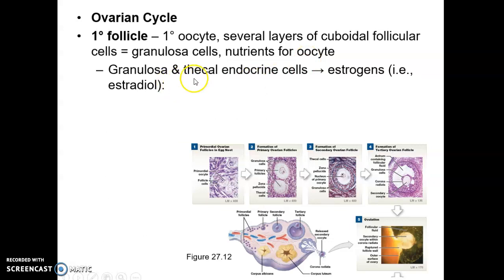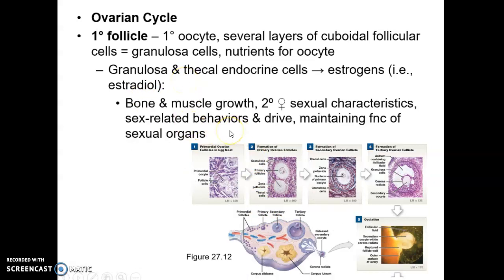So the granulosa and what are called thecal endocrine cells will produce estrogens like estradiol, which are produced again by the follicles. So they initiate bone and muscle growth, secondary sexual characteristics of the human female. So this is occurring once puberty sets in, sex-related behaviors and drive, and then maintaining the normal functioning of the sexual organs of the female during her reproductive years.